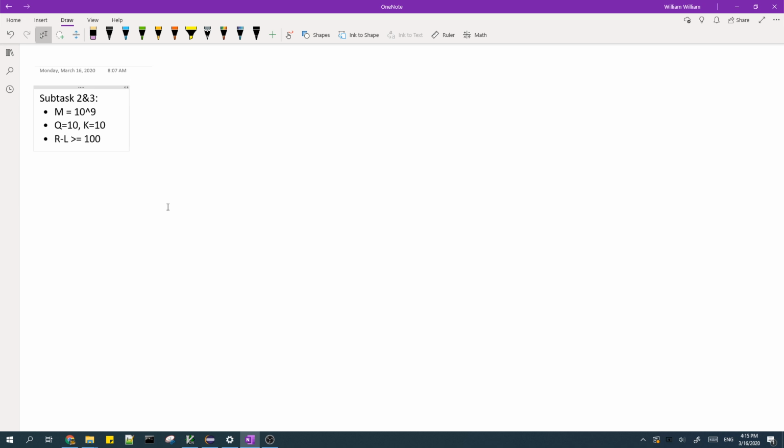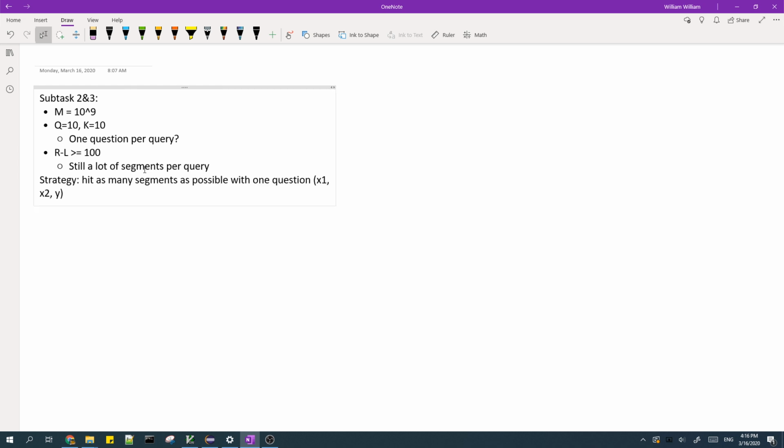In subtasks 2 and 3, M is very big, and we have 10 queries, and we can ask at most 10 questions. And each query contains at least 100 points. Notice that since we have 10 questions, we can now ask 1 question per query. We still have a lot of segments per query, so the randomness of the array will probably still be useful for us.